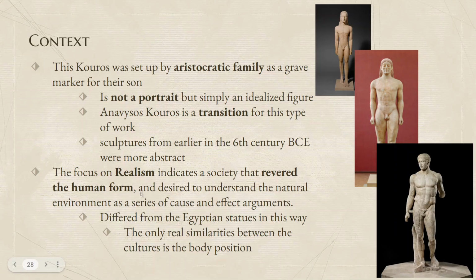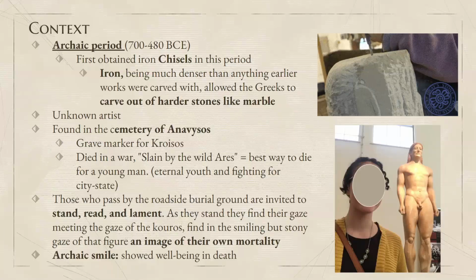This focus on realism and naturalism really shows how the Greeks loved that human form. They wanted to understand humans, the natural environment, the world around them. They're not as concerned with the afterlife. They're concerned with life in the human body, human form. So they're using Egypt again as that base, but they're becoming their own culture based off of humanism.